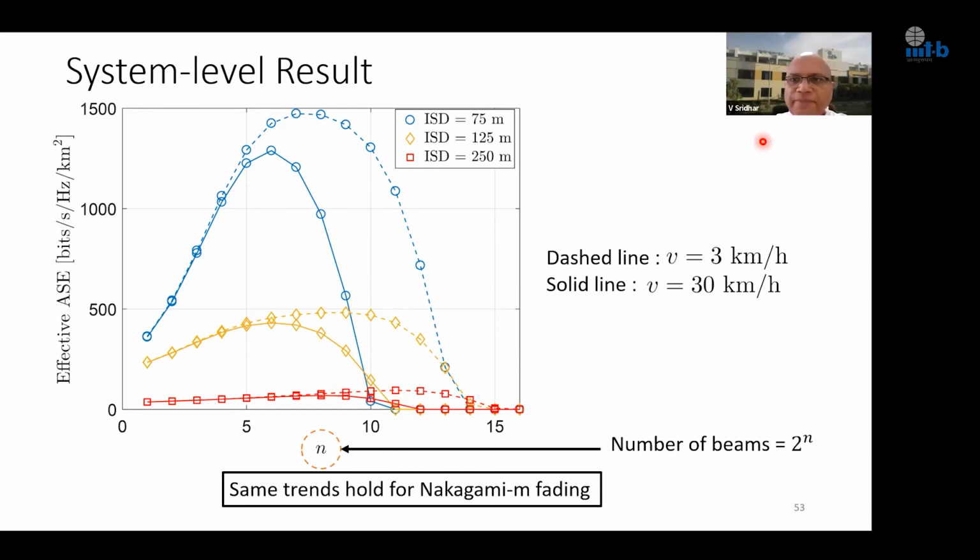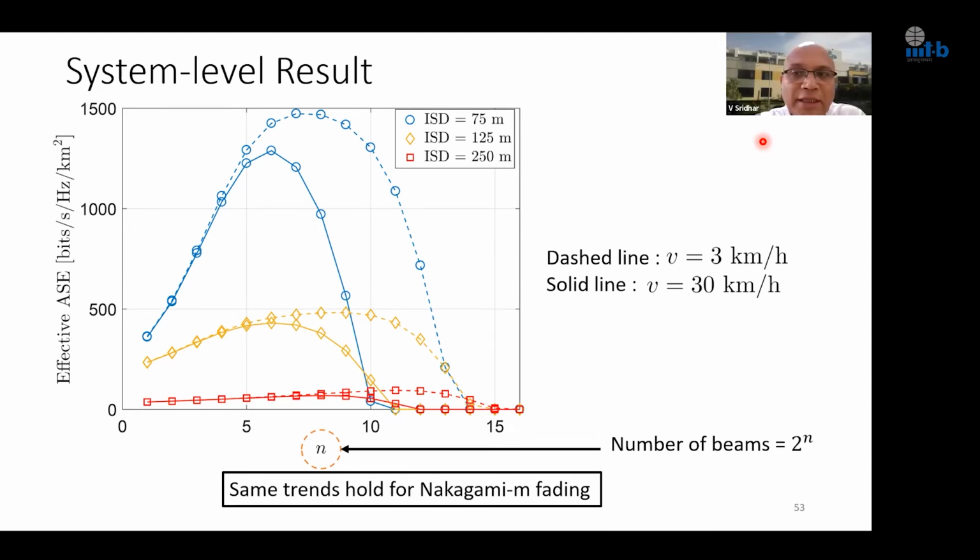Sanket? Yes, please. Just a quick question. Is this 3.3 gigahertz or 26 gigahertz? Because I assume that this is 28 gigahertz. 28, yeah. Yes, that's correct. This is for 28 gigahertz. This is millimeter wave.